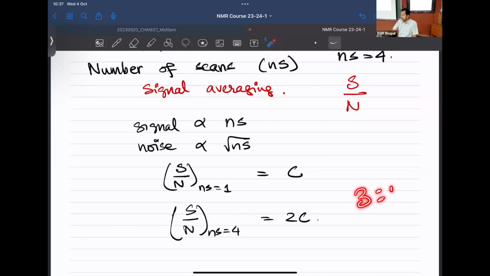You at least want to go 3:1 for your signal to noise ratio. Okay, so what all terms have we gotten introduced to?